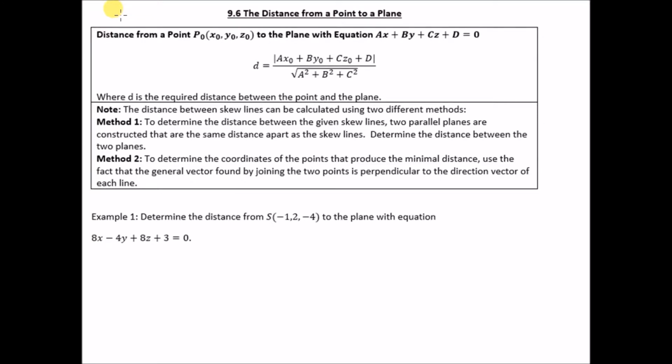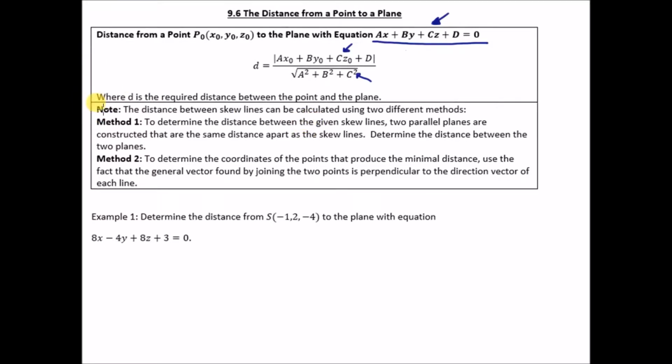Okay, 9.6, the distance from a point to a plane. We already looked at the distance between a point and a line, now point and a plane. This is when we extend our equation to ax plus by plus cz plus d. Just take note that we cannot use this as a line. This is the equation of a plane. This distance formula is actually just extended by one variable. So we have the cz in there, and on the bottom we have that c in there.